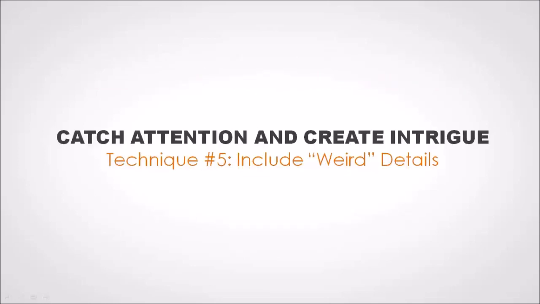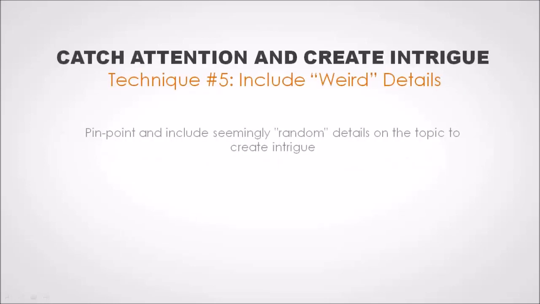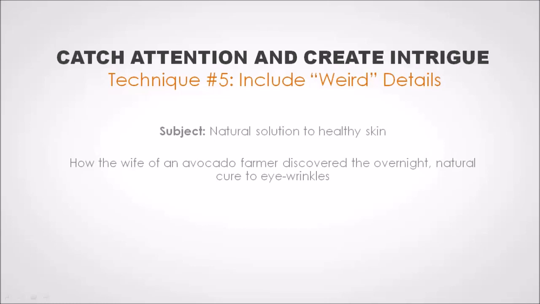Technique number 5 is to include weird details. You want to pinpoint and include seemingly random details on the topic to create intrigue. The subject in this case, natural solution to healthy skin. A headline you can use would sound something like this: How the wife of an avocado farmer discovered the overnight natural cure to eye wrinkles.